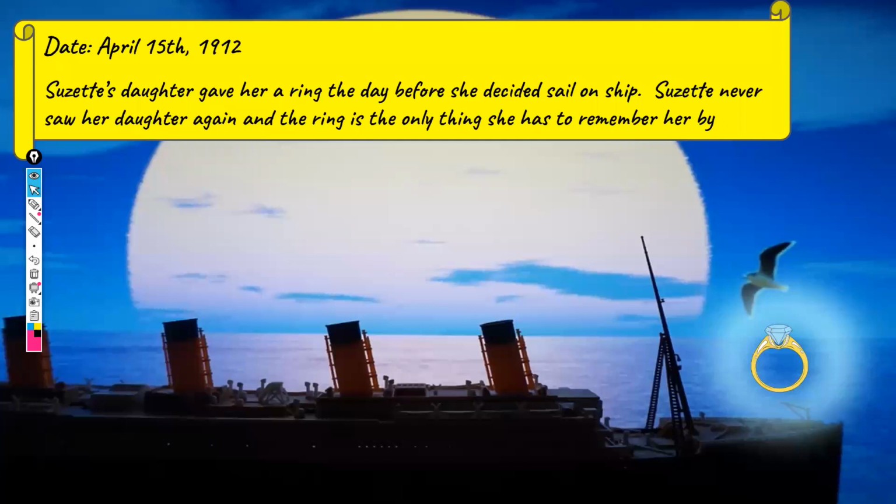So this is part of the story. Apparently, Suzette had a daughter, and her daughter gave her the ring. I want everyone to pay close attention to the date. Anybody want to tell me why that date is so special in history? Right, a lot of you know your history. That's the day the Titanic sank. So that means Suzette's daughter was on the Titanic. But that's not the end of the story. There's a lot more to the story in a little while.